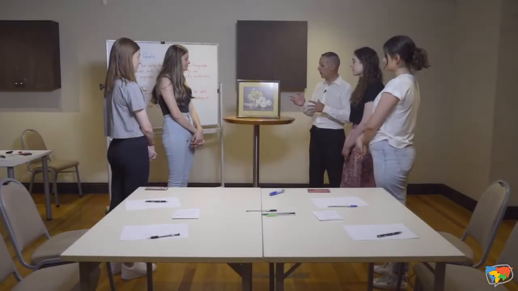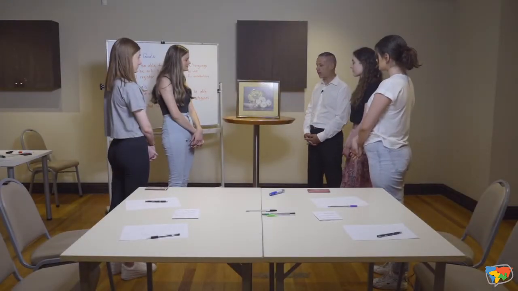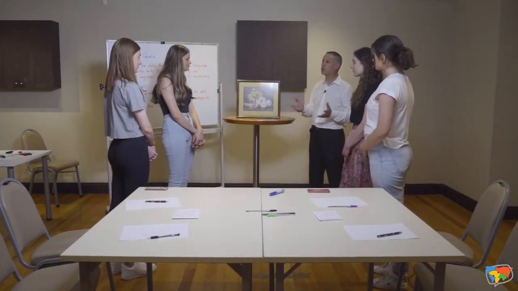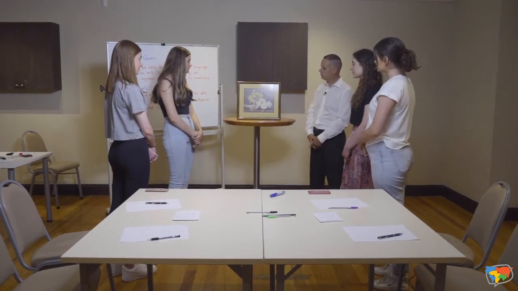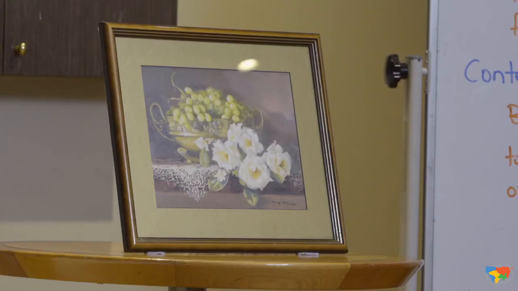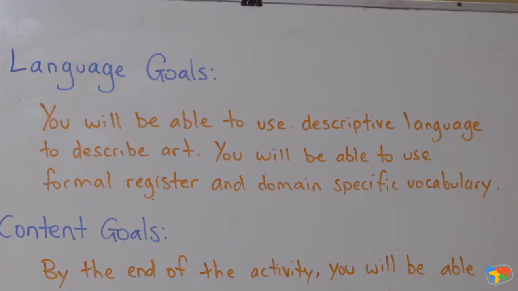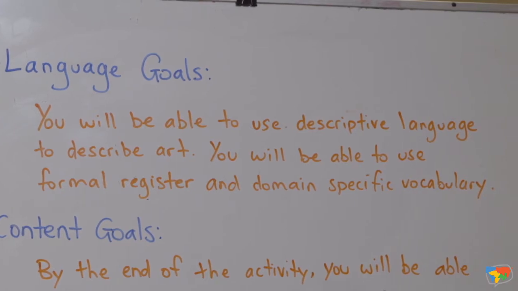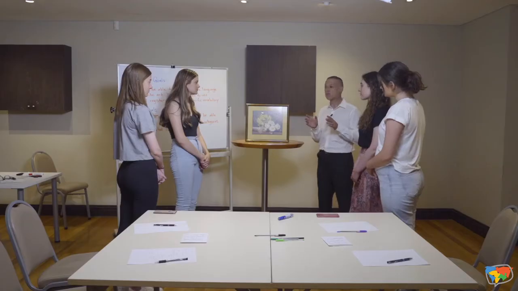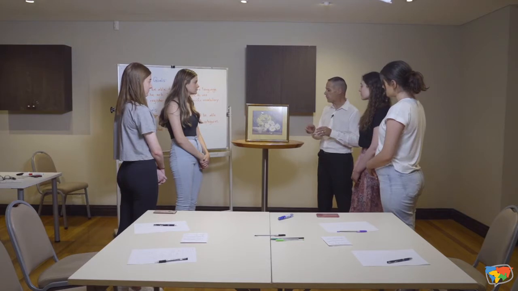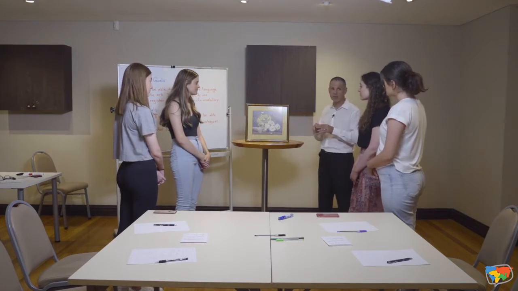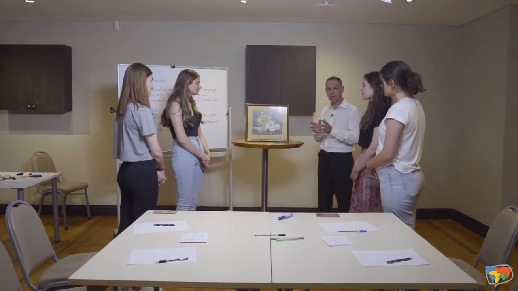Hi guys, so this term we've been focusing on still life, and today what I would like you to do is build a description in pairs to describe the painting that you can see here. By the end of today's lesson, the language goal is to be able to use formal register to describe a painting, and for our content goals we want to use our scaffold that we've all been working on to describe the painting and include 9 specific categories.